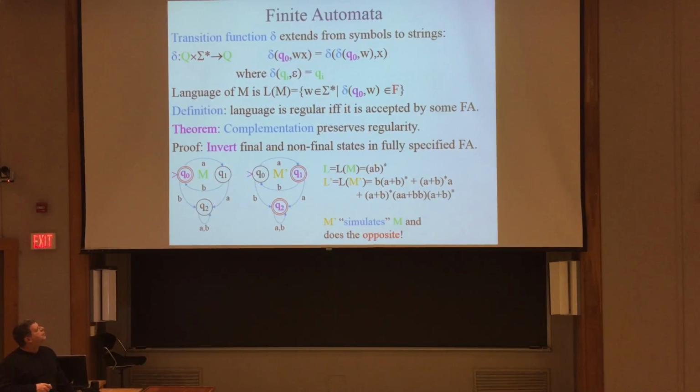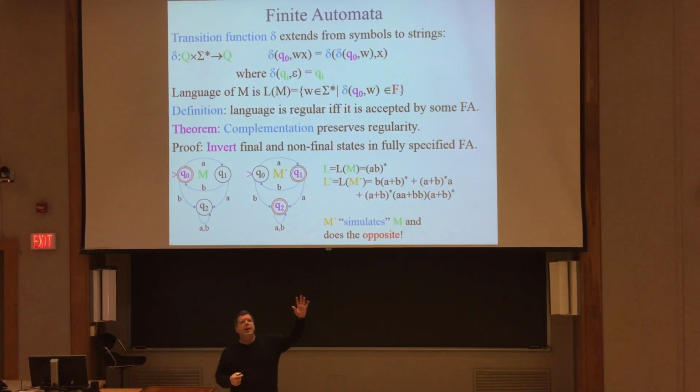Okay. So for every language that's regular, there's a finite automaton that accepts it, and there's another finite automaton that will accept the complement of that language, sigma star minus that language. So we just proved the theorem that complementation preserves regularity. How many get this whole thing? Okay, any questions about that? Because I saw only half the class raising their questions.